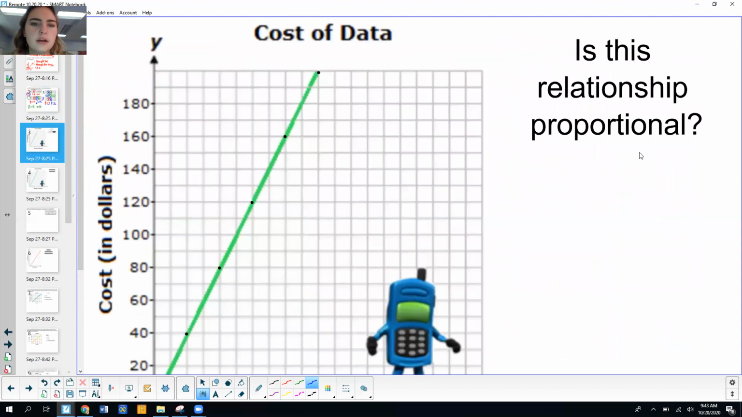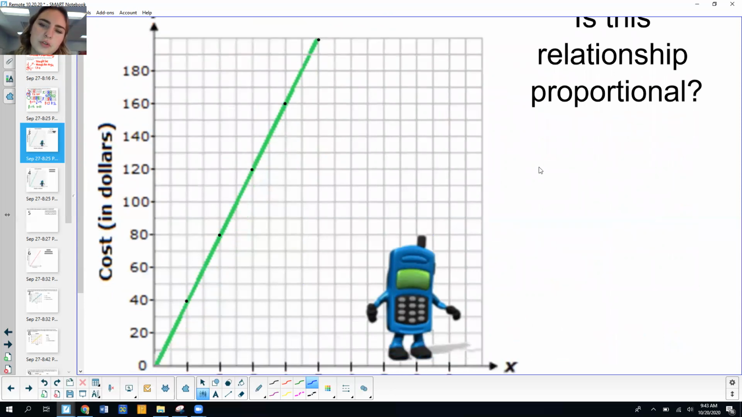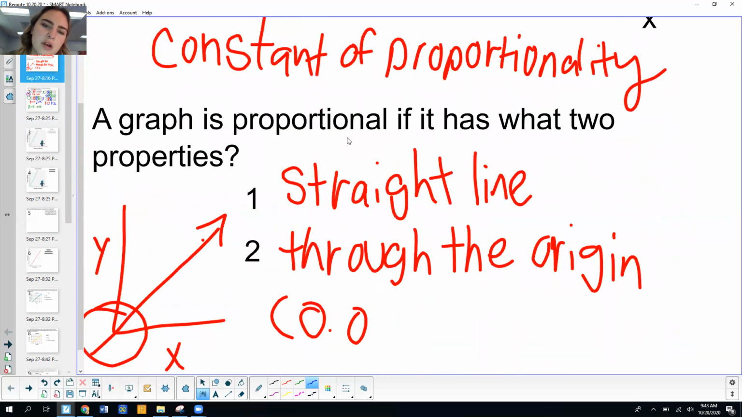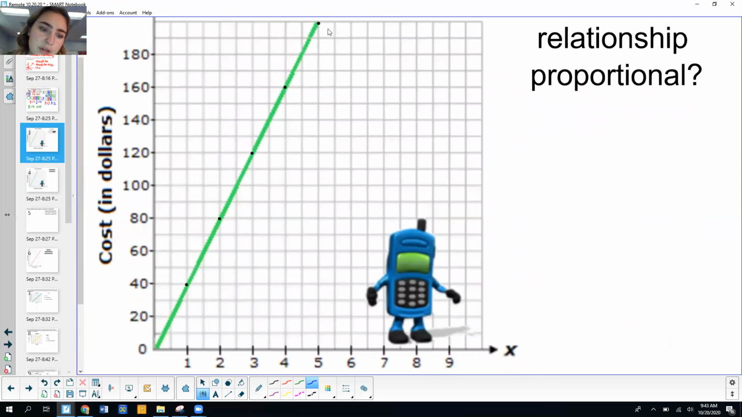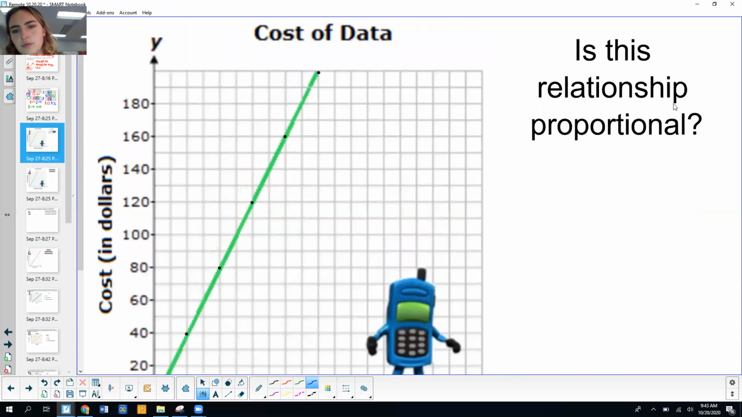All right, cost of data. Is this relationship proportional? So if we look back to our graph properties, to see if it's proportional, it says it has to have a straight line and go through the origin. So if we look at this, it looks to be pretty straight, and it does go through 0, 0. So yes, it is proportional.